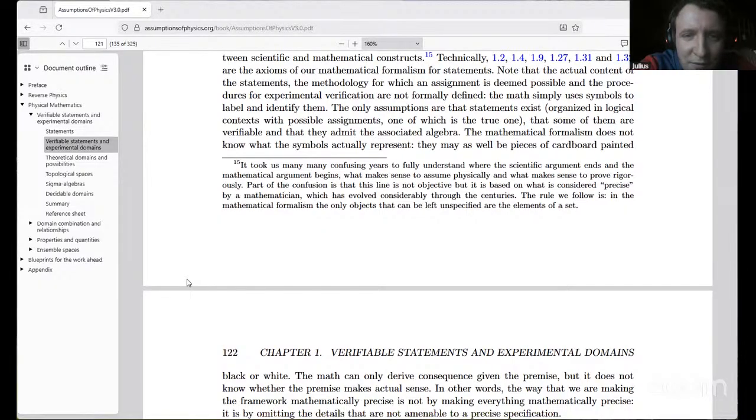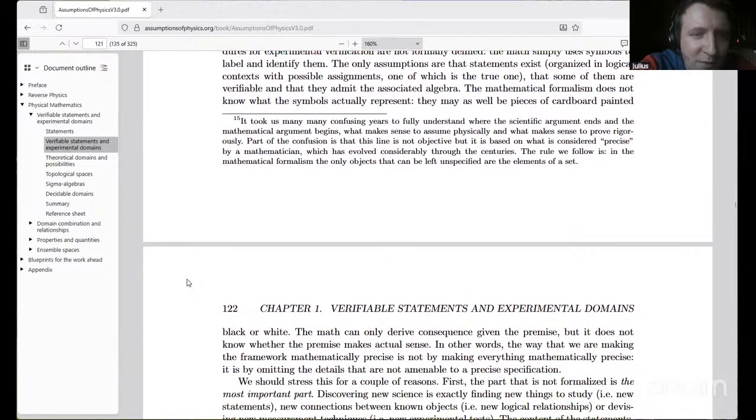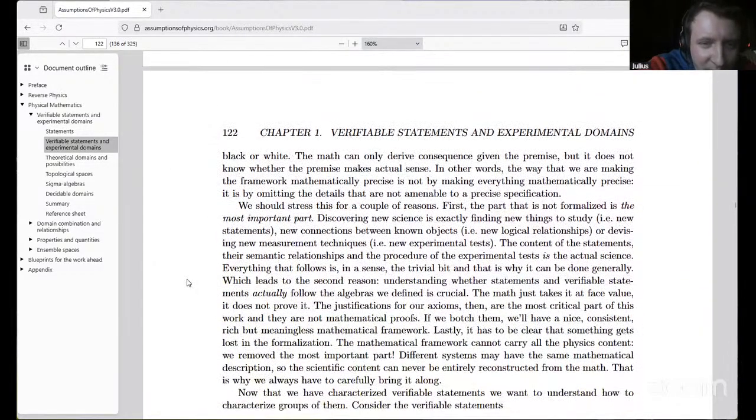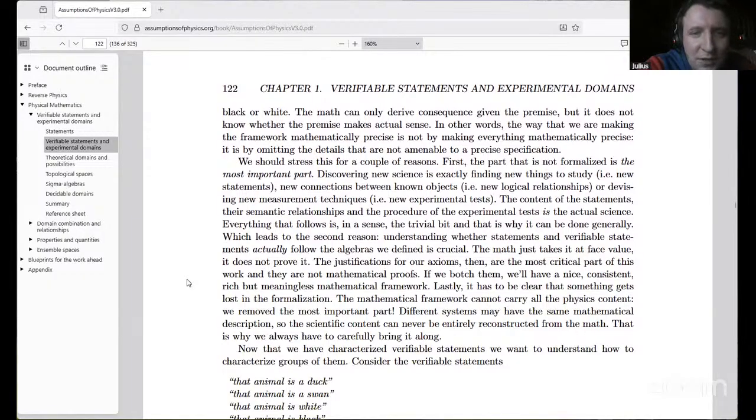The mathematical formalism does not know what the symbols actually represent. They may as well be pieces of cardboard painted black or white. The math can only derive consequences given the premise, but it does not know whether the premise makes actual sense. In other words, the way that we are making the framework mathematically precise is not by making everything mathematically precise. It is by omitting the details that are not amenable to a precise specification.